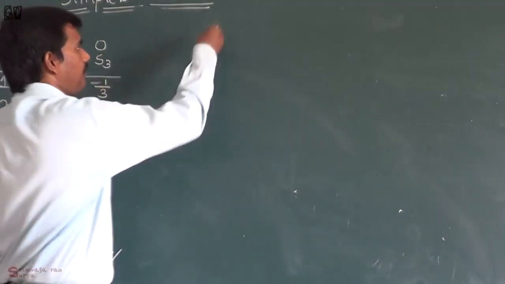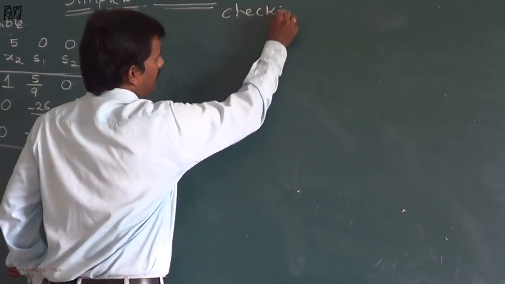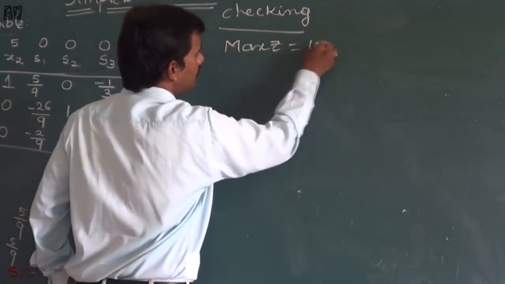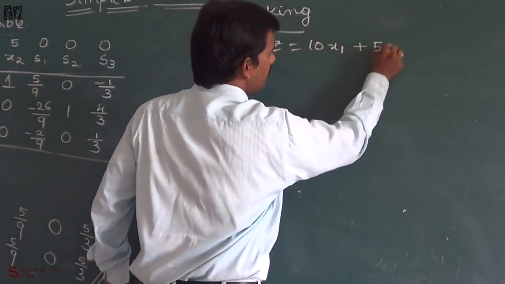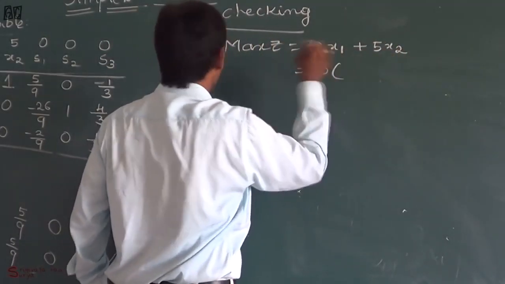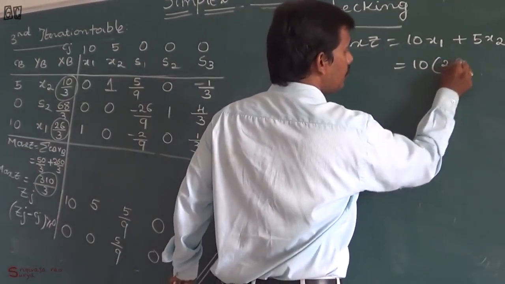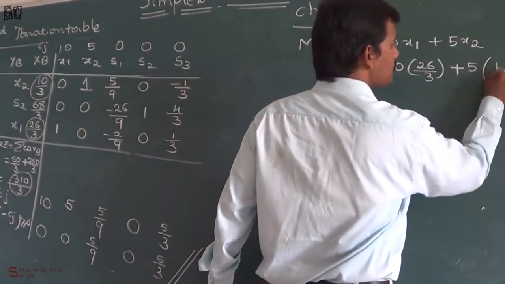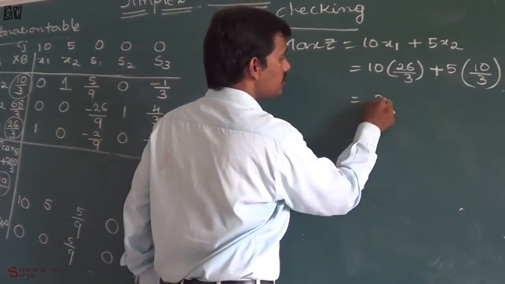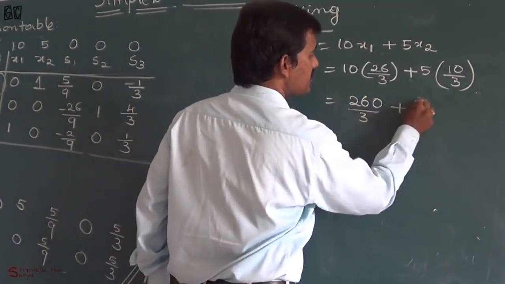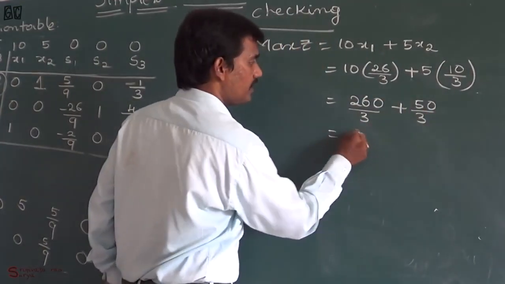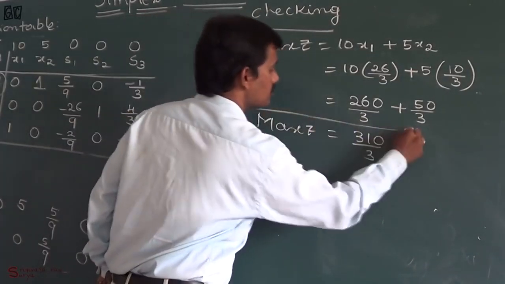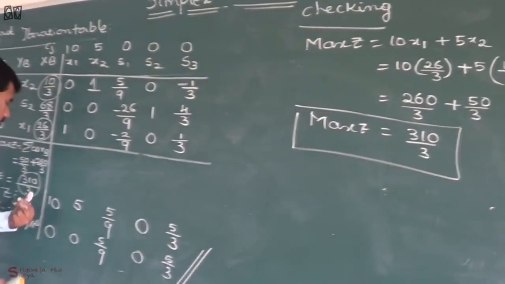So the given objective function is maximum of z equal to 10x1 plus 5x2. So that equals 10 into, what is the value of x1 here? 26 by 3, plus 5 into, what is the value of x2? 10 by 3. So that is 260 by 3 plus 50 by 3, that is 310 by 3. So we got this answer, 310 by 3 here.